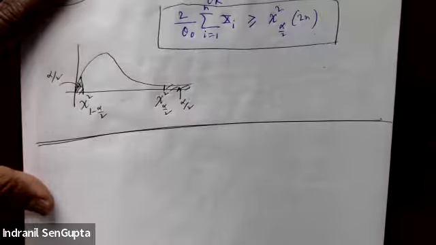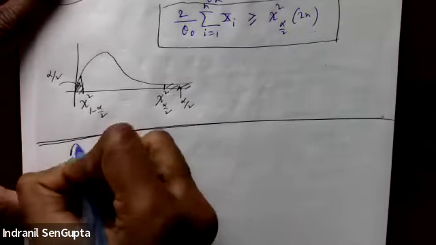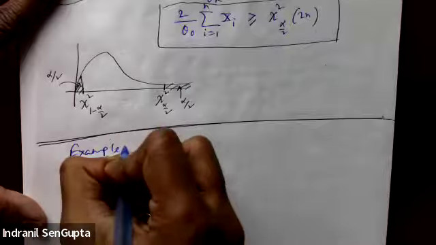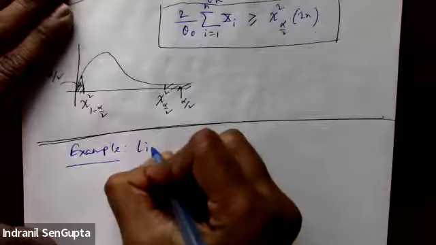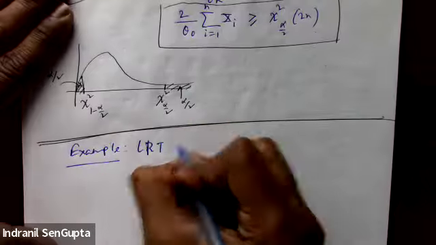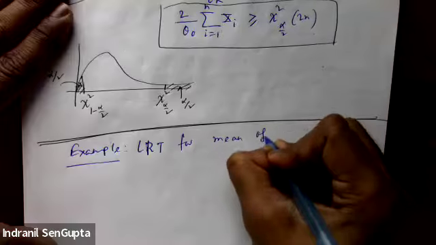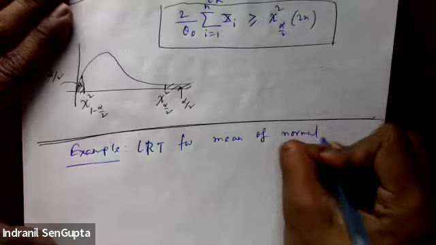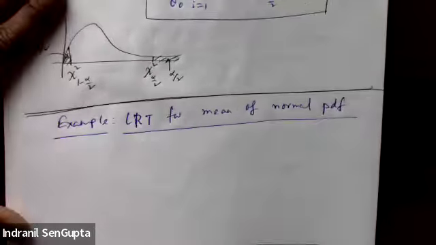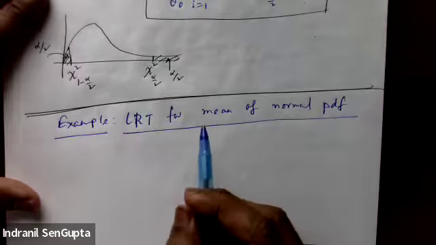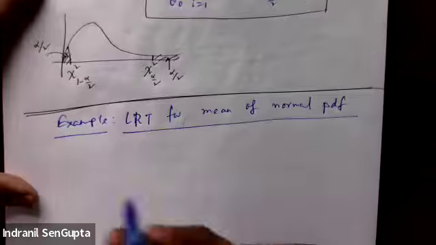Okay, let's do one more likelihood test. So here's an example. This is called the likelihood ratio test for the mean of a normal PDF. Remember, in this section, our theta is scalar, so we cannot estimate both at the same time. But suppose we know sigma squared. How do you compute the mean?